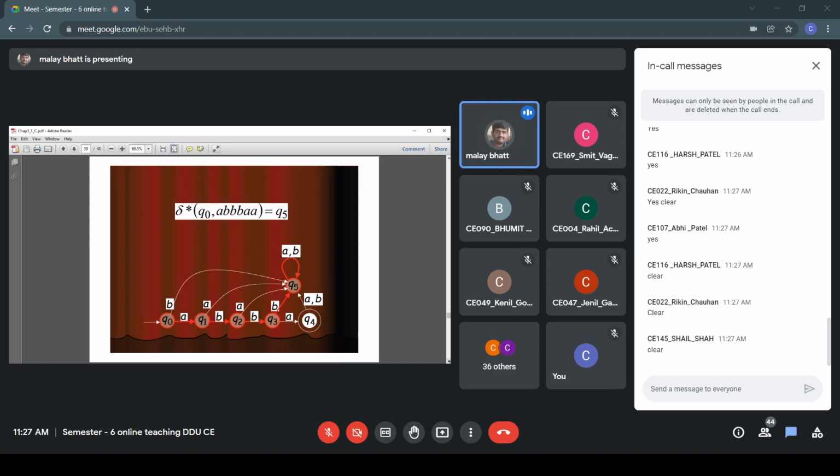A, then B, then B and B. So A triple B will give you Q5. And from Q5, we have a self loop of A and B. So Q5 with AA will give you again Q5. Delta star Q5 comma AA will give you Q5. Yes, is this clear? Any query in this?